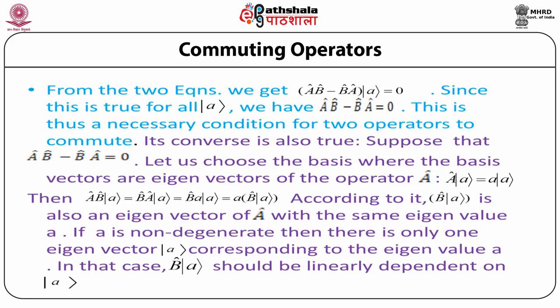So let us suppose that operator A, operator B minus operator B, operator A is equal to 0. And then let us choose the basis where the basis vectors are the eigenvectors of the operator A, such that operator A acting on ket |a> is equal to a times ket |a>, where a is the eigenvalue corresponding to operator A acting on the ket |a>.